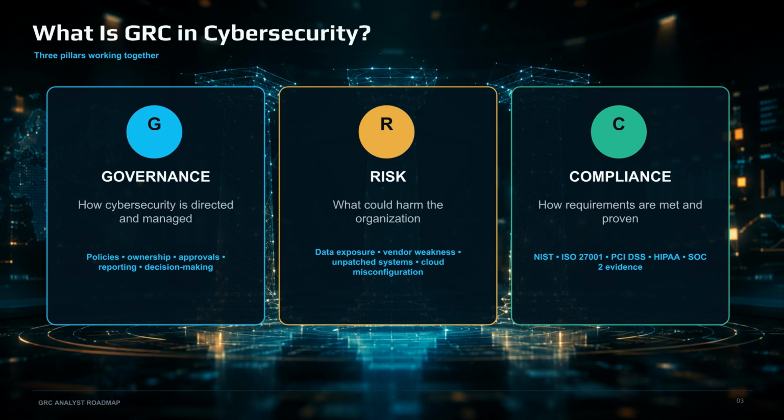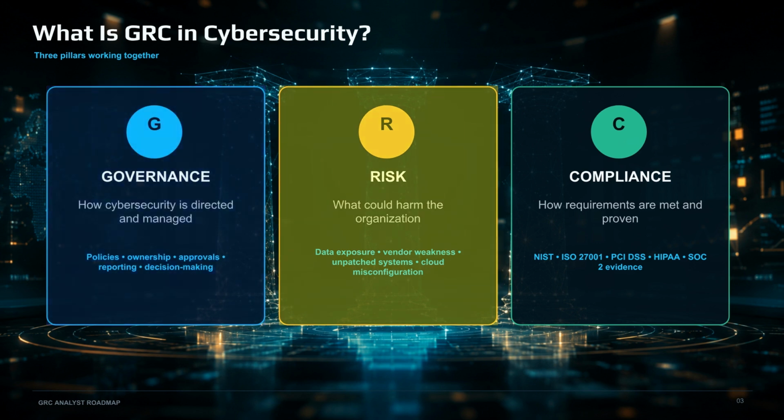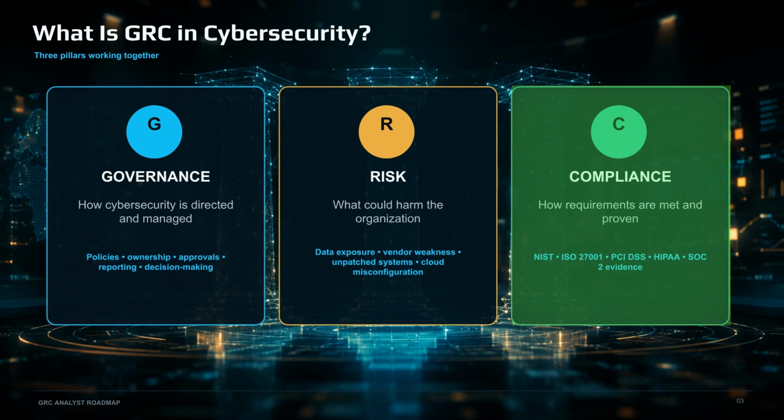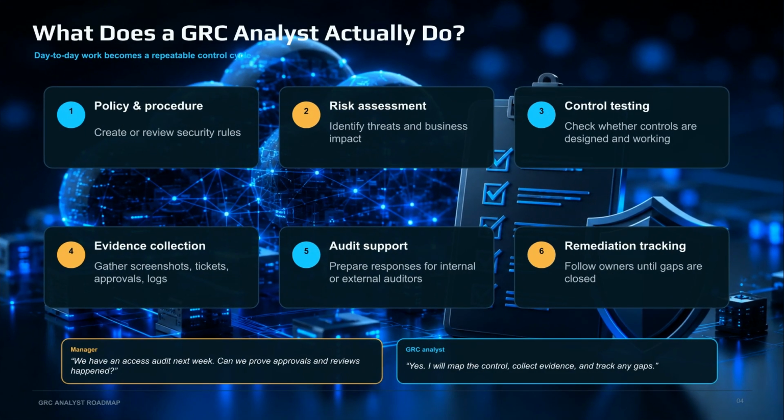A simple way to remember these three areas is governance establishes direction. Risk identifies what could go wrong. Compliance helps demonstrate that required controls are being followed. Now that we understand the three pillars of GRC, let us look at what a GRC analyst actually does. So, what does a GRC analyst actually do?